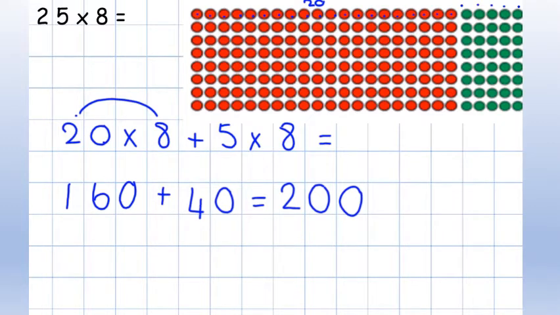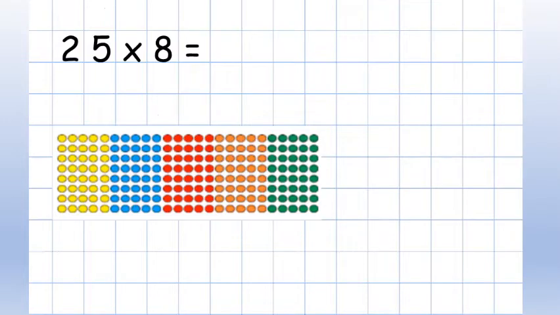Now you might want to look at it a different way. So here I have a different picture, and you can see I've got 5 different sets of colours. And in each set of colours I've got 1, 2, 3, 4, 5 columns of 8 rows. What do you think my calculation is going to be this time? So I'm going to have 5 times 8, and then I'm going to multiply that by 5.